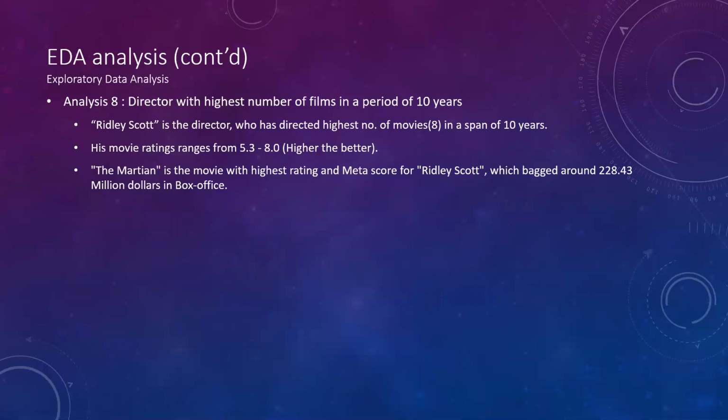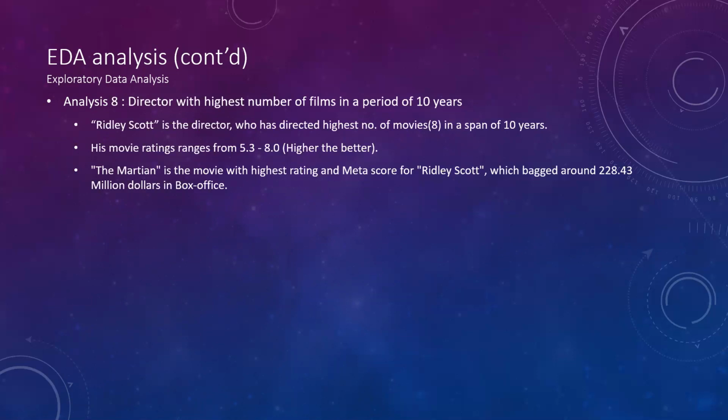Coming to the next set of analysis that we have done, it is the director with the highest number of films in a period of 10 years. Interestingly, it was Ridley Scott, the director with the highest number of films, around 8 in a span of 10 years, right? His movie ratings range somewhere between 5.3 and 8.0, higher being better. The Martian is the movie with the highest Metascore for Ridley Scott, and it bagged around $228.43 million in box office collection. So this was quite interesting, right?